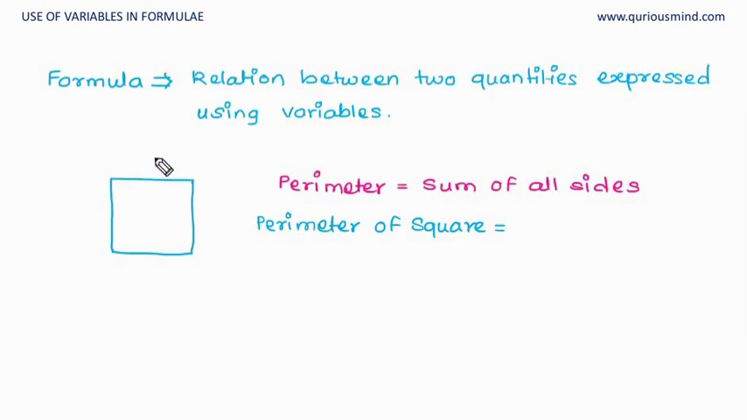So let's say I use a variable s to denote measurement of the side of a square, and now in that case perimeter of square would be s plus s plus s plus s, because all the sides have same measurement. So it is 4 times s. 4 times means 4 multiplied by s, and we know we don't write multiplication sign when we are dealing with alphabets and numbers together. So this is going to be the formula for perimeter of square.